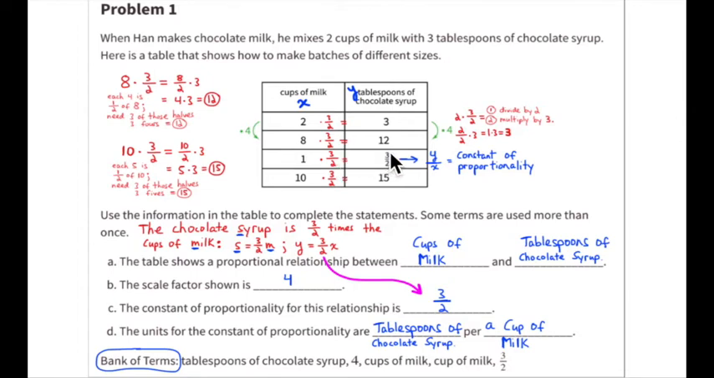8 times 3/2. Well, 1/2 of 8 is 4. 2/2 of 8 is 8. 3/2 of 8 is 12. So it's 4, 8, 12. This one is 1/2, 1, 3/2. So 3/2 of 1 is 3/2. And that's the same as y divided by x. If you go up here to the y, divide that by the x, that equals 3/2. So that is the constant of proportionality.